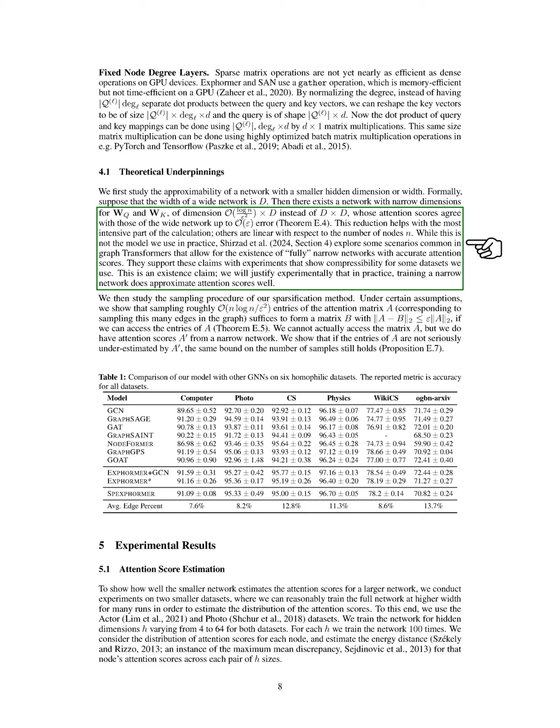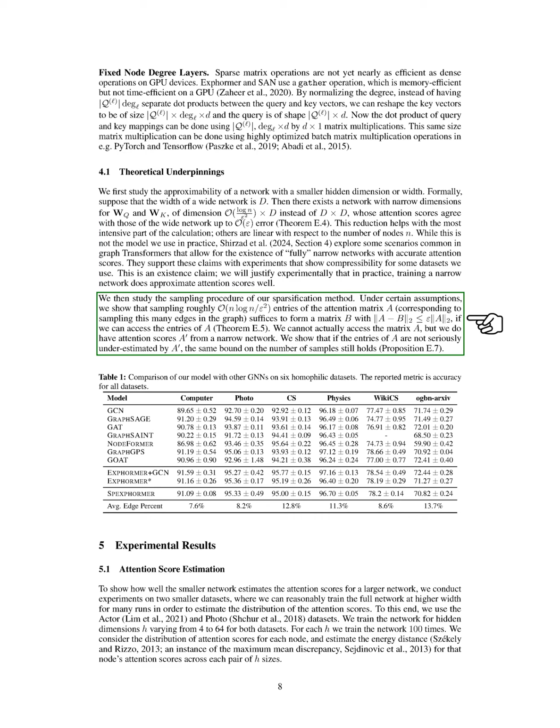This reduction simplifies the most complex calculations, while other calculations scale linearly with the number of nodes. Although this isn't the model we use in practice, we explore scenarios in Section 4 where fully narrow networks can still yield accurate attention scores, supported by experiments showing that some datasets can be compressed effectively. We will also demonstrate that training a narrow network can indeed approximate attention scores well.